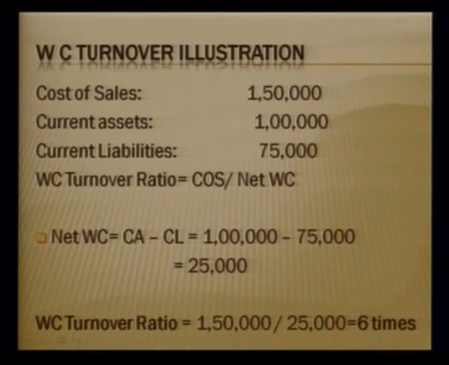And since the opening and the closing current assets and current liabilities are not defined to us, we simply take whatever working capital we have computed in the illustration. Working capital turnover ratio would be the cost of sales, that is 1,50,000, divided by the working capital that we've computed, which is 25,000. It gives us an answer of 6. So that means the working capital turnover is 6 times.